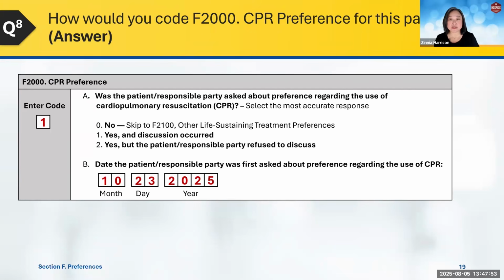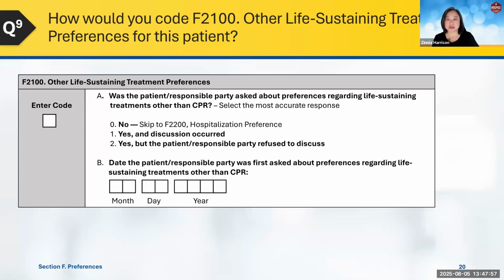So if you need a reference for the scenario, it is in the chat. On the next question, 9, how would you code other life-sustaining treatment preferences? As with the last item, the correct response is 1 yes, and the discussion occurred. And you would also record the date of that discussion.